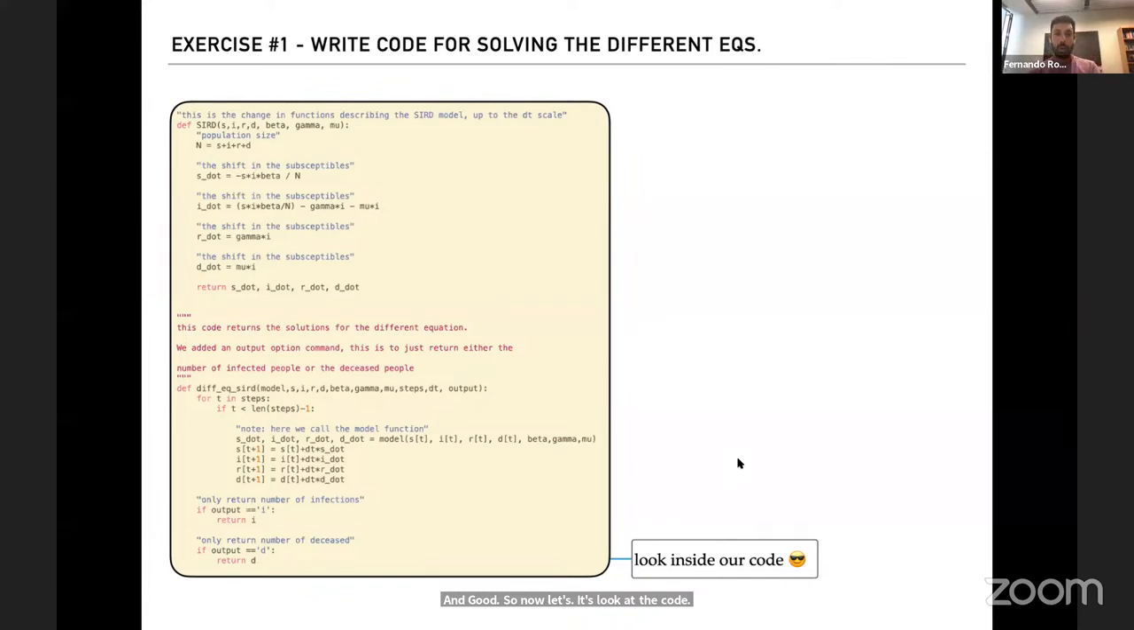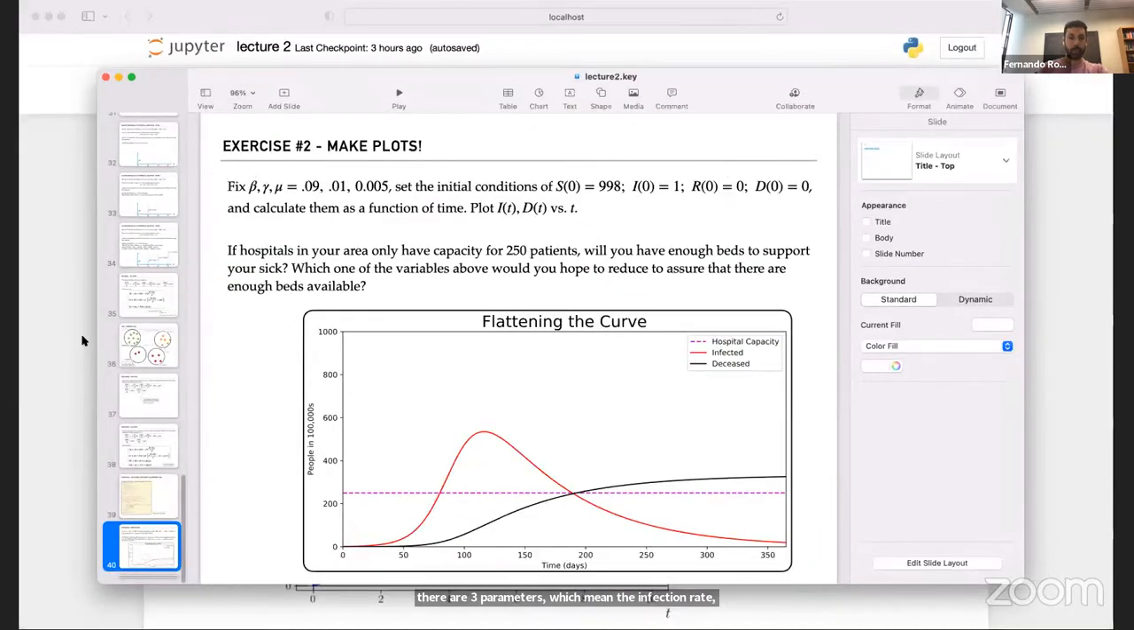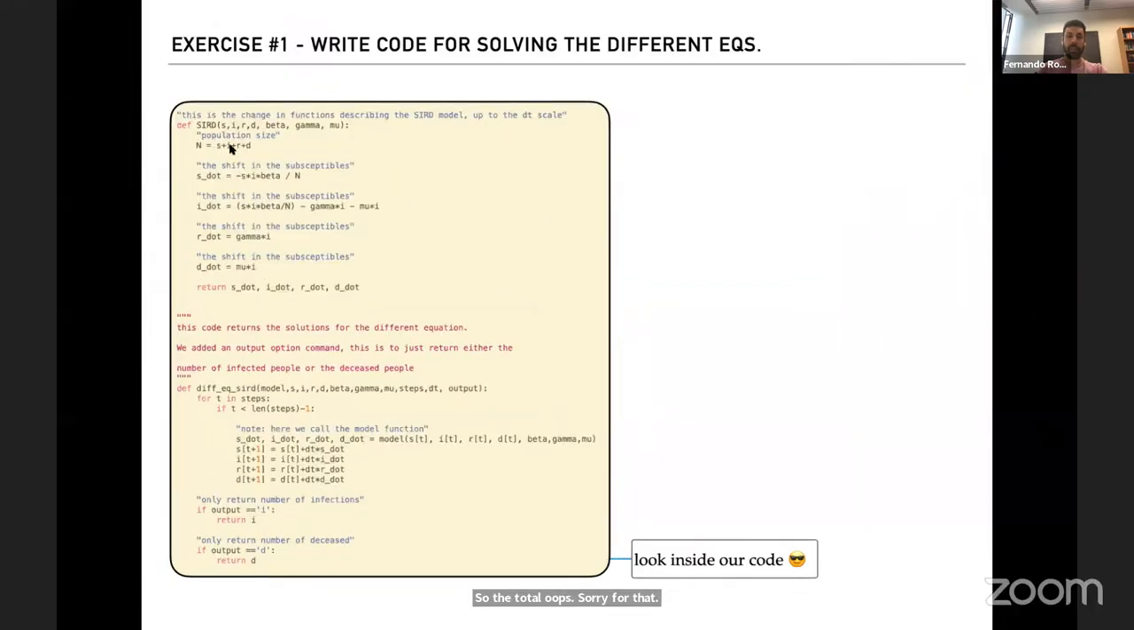Let's look at a function that basically computes the change in populations that happens as the sickness progresses. So this is the CIRT model that has some particular time, at some particular day, how many susceptible, infectious, recovered, and diseased people there are. These are arguments that are passed to the function. And there are three parameters, which are the infection rate, the recovery rate, and the mortality rate. So the total population will be the sum of all of this. And then we are implementing here the shift in the susceptibles. There's a typo here. The shift in the infectious, the shift in the recovered, and the shift in the diseased. And the function will return each shift, or the change in each of these populations.